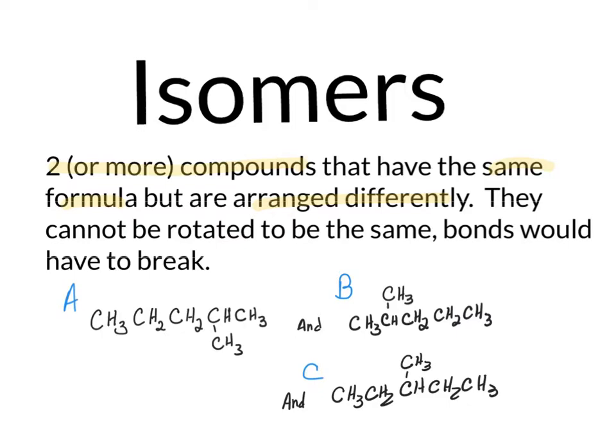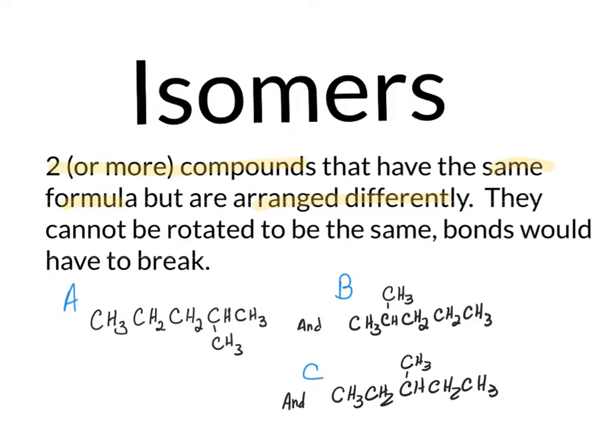In this example, we have 3 compounds. 2 of them are the same compound, but drawn differently, but they can be rotated to be the same compound. One of them is an isomer of the other 2. So 2 are the same, 1 is an isomer. See if you can figure out which 2 are the same compound. Pause the video for a moment while you decide, and then we'll go on.